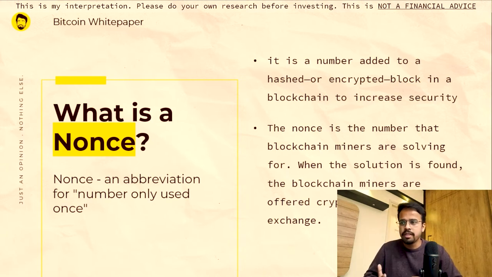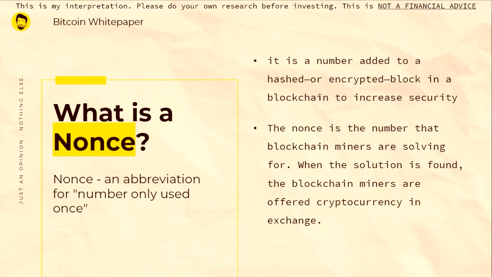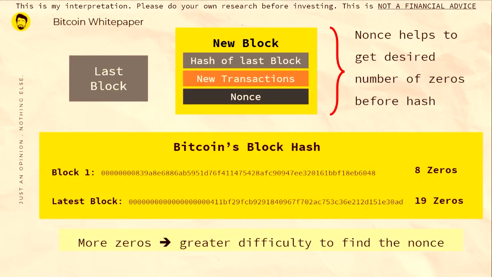Nonce is just an abbreviation for number only used once. It is a number added to a hashed or encrypted block in a blockchain to increase security. Just a number added in the blockchain along with the transaction and hash of previous functions to increase the security. The nonce is the number that blockchain miners are solving for. This is very important. When the solution is found, the blockchain miners are offered cryptocurrency in exchange. So don't get intimidated by this slide.